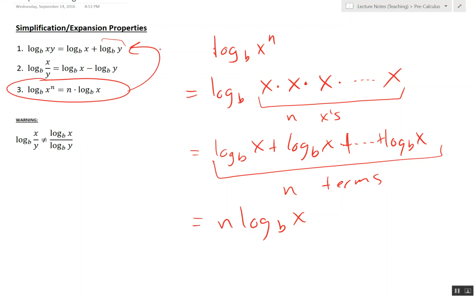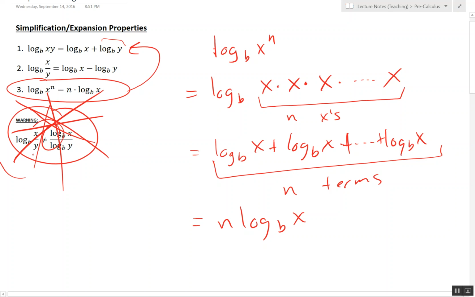One warning, and this is something I used to do that I never understood about logarithms: log of x over y, the log does not distribute to the numerator and denominator. Please don't do this. Somebody always does it, and please don't do that. That is wrong. And trust me, I know it's wrong because I used to do it wrong. So now I do it right, and you should too.